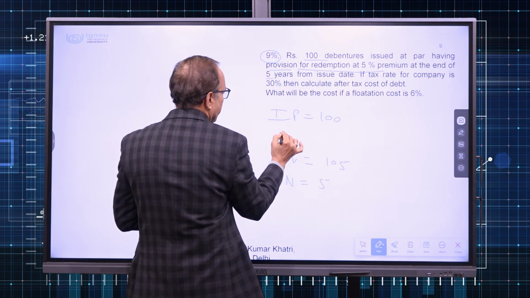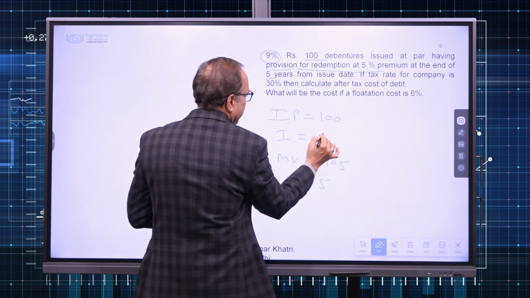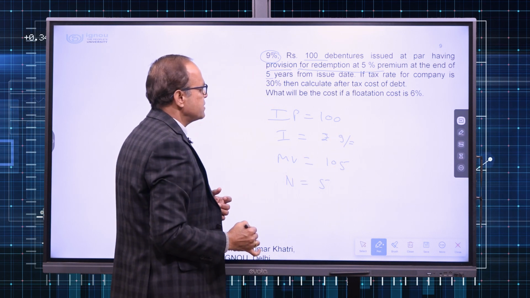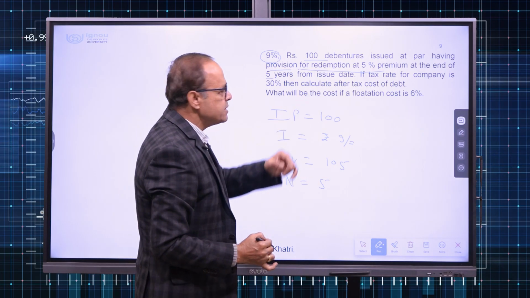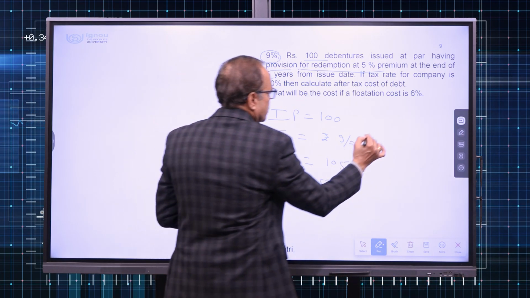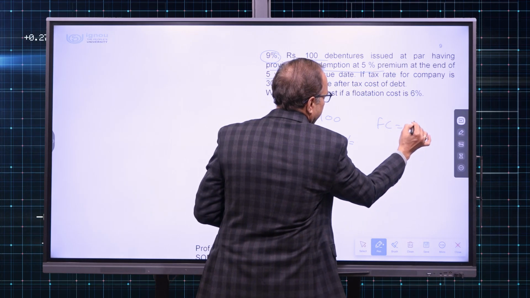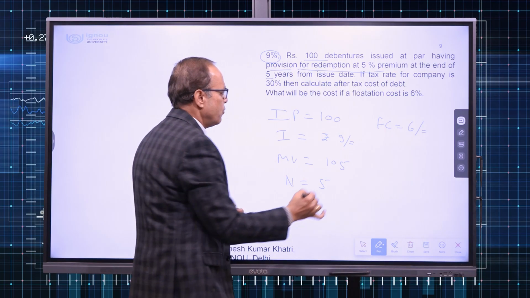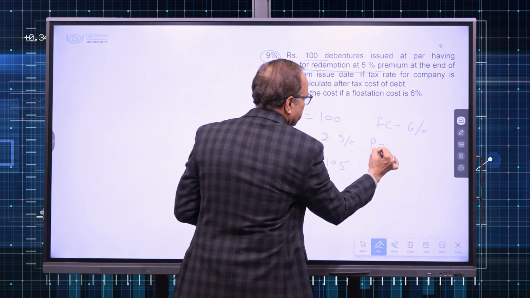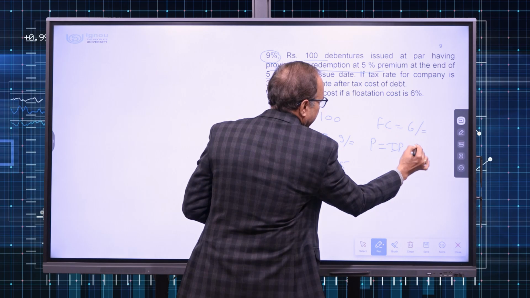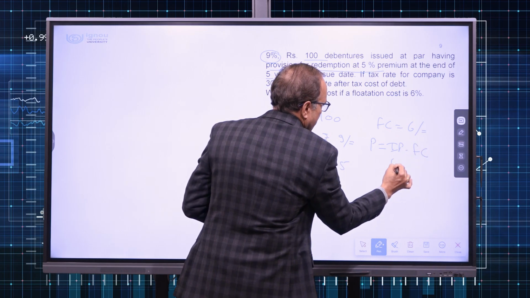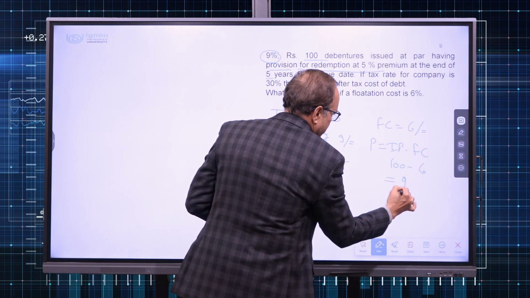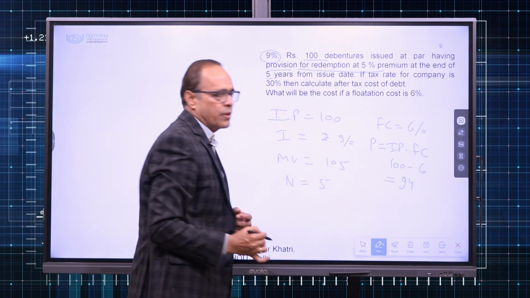9% is the coupon rate. So every year interest will be paid, rupees 9, for 5 years, and the company has incurred 6% flotation cost. So flotation cost is rupees 6 per debenture. Now what do we get for P? P is simply issue price minus flotation cost. So debentures have been issued at 100, 6 is the flotation cost, so 94 is the P.